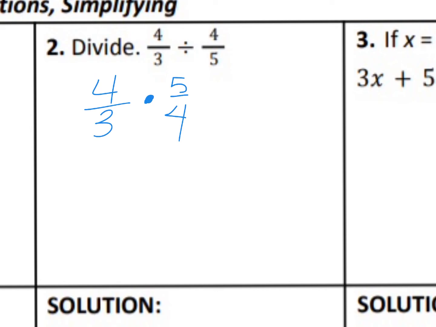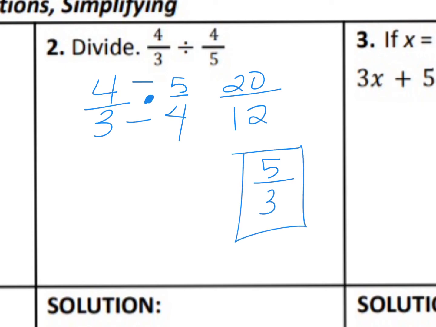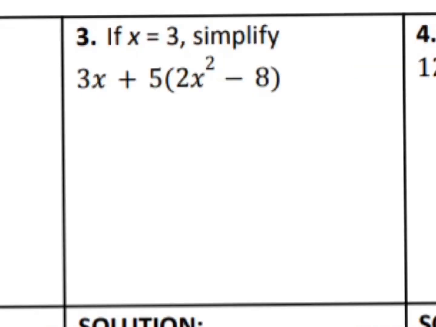And then you can multiply straight across. So 4 times 5 gives you 20. 3 times 4 gives you 12. And then you're going to need to reduce that. I know 4 goes into 20 5 times, and 4 goes into 12 3 times. So I could say that that one reduced would be 5/3.